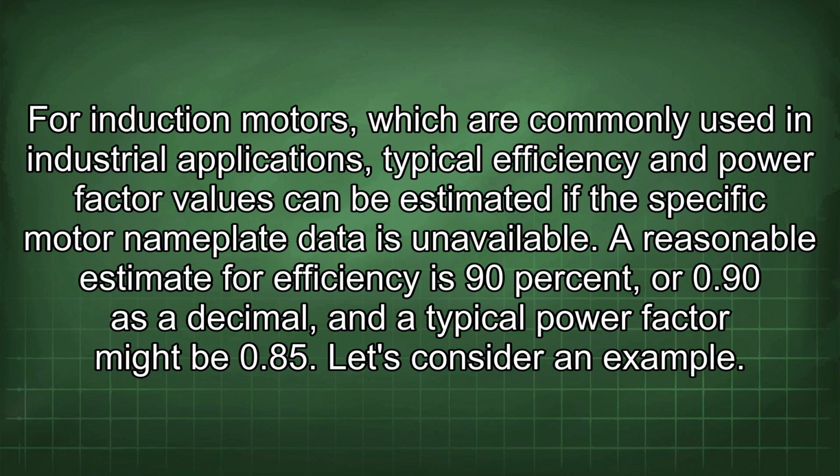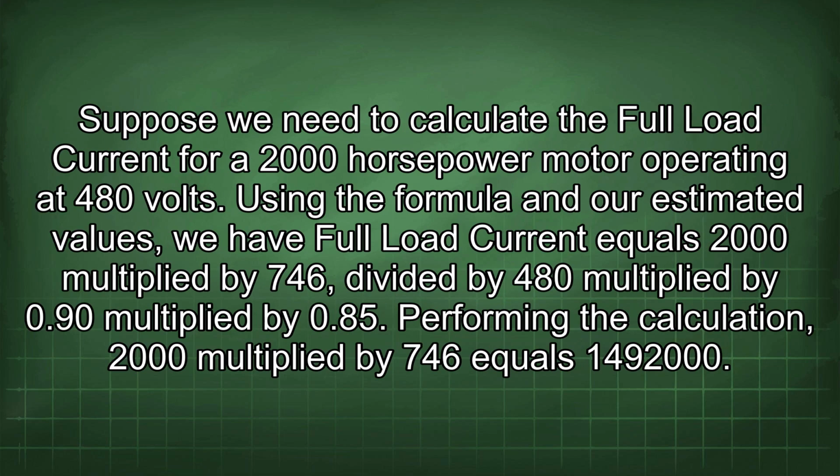Let's consider an example. Suppose we need to calculate the full load current for a 2000 horsepower motor operating at 480 volts. Using the formula and our estimated values, we have full load current equals 2000 multiplied by 746 divided by 480 multiplied by 0.90 multiplied by 0.85.